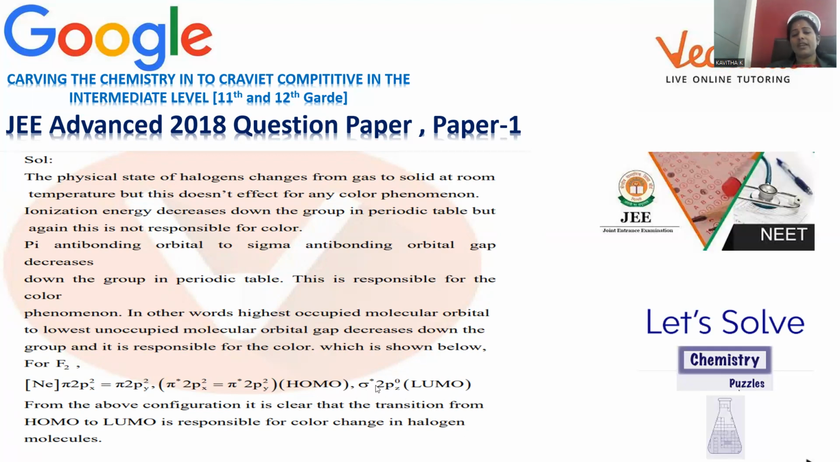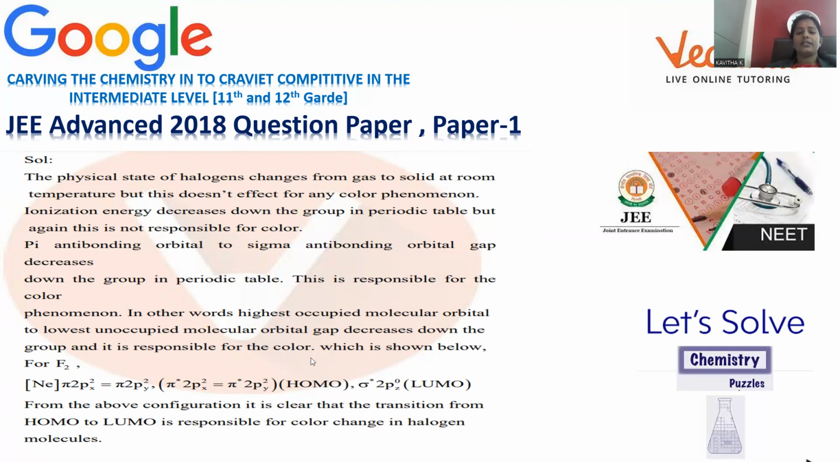Sigma star means what? Antibonding sigma orbital. In this you can notice zero electrons, no electrons are there, so we can say lowest unoccupied molecular orbital. Unoccupied means no electrons. So HOMO is pi star, LUMO is sigma star.